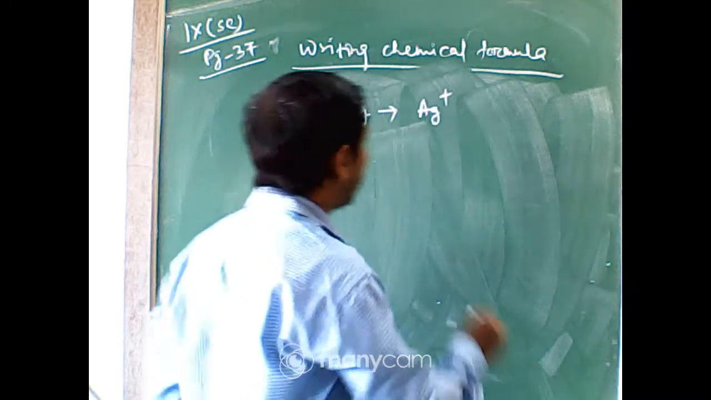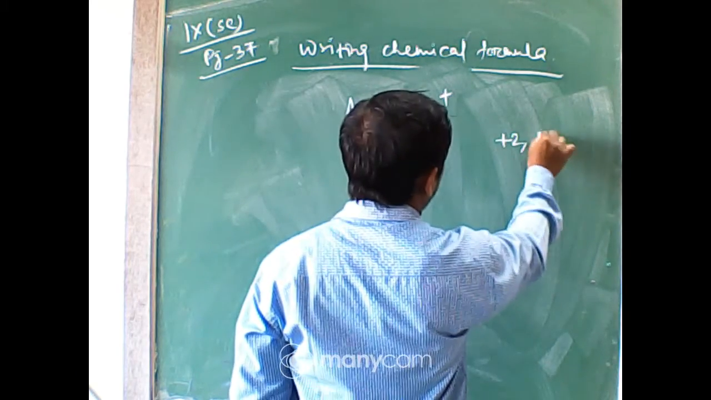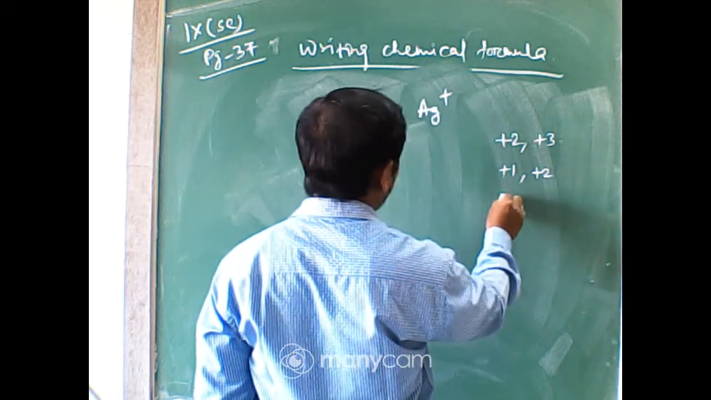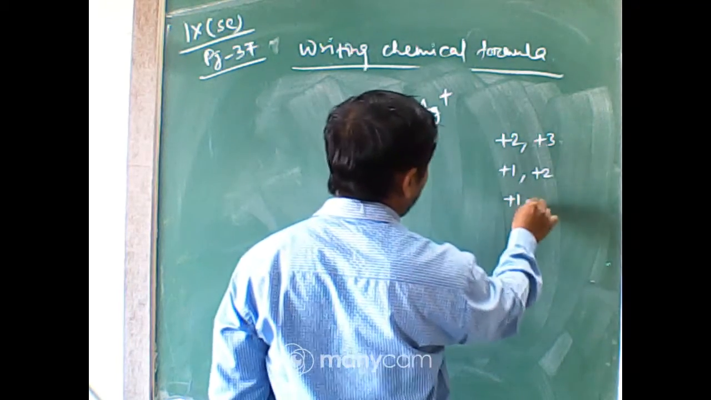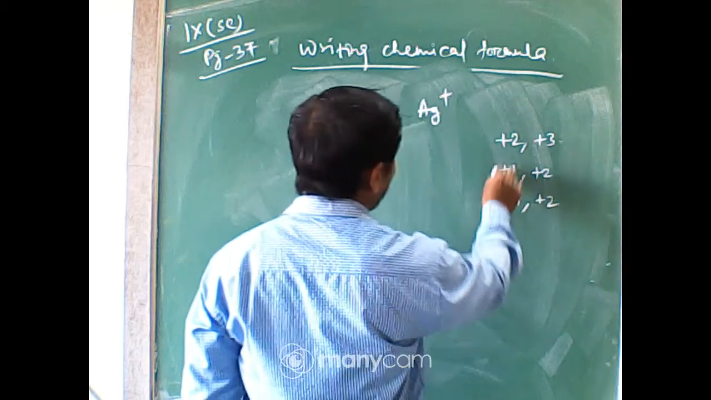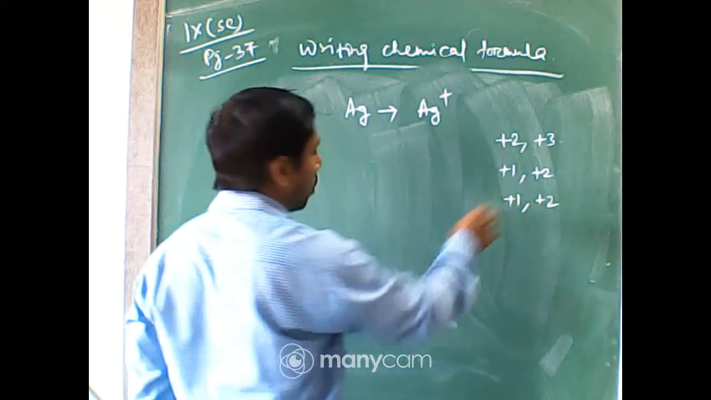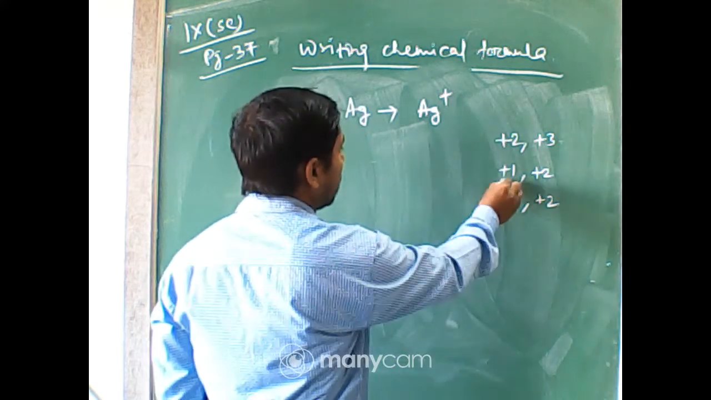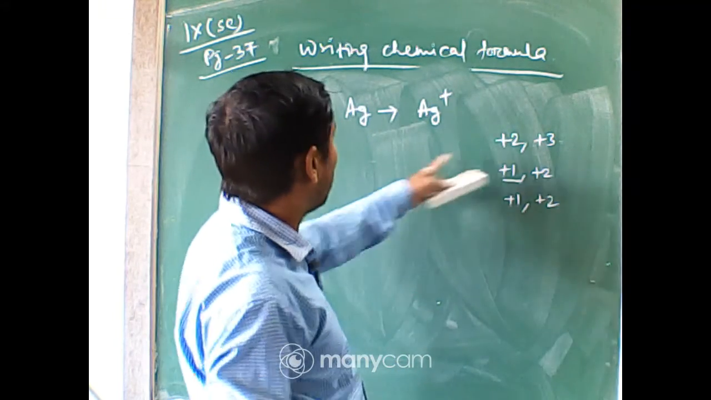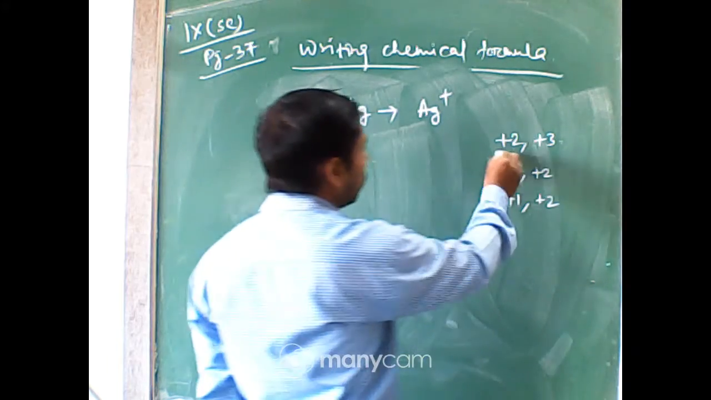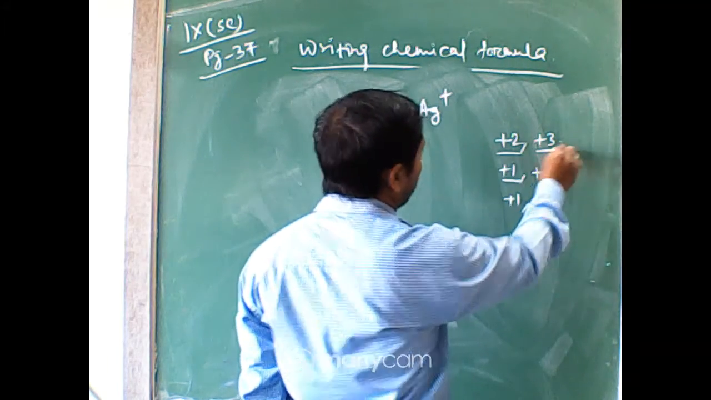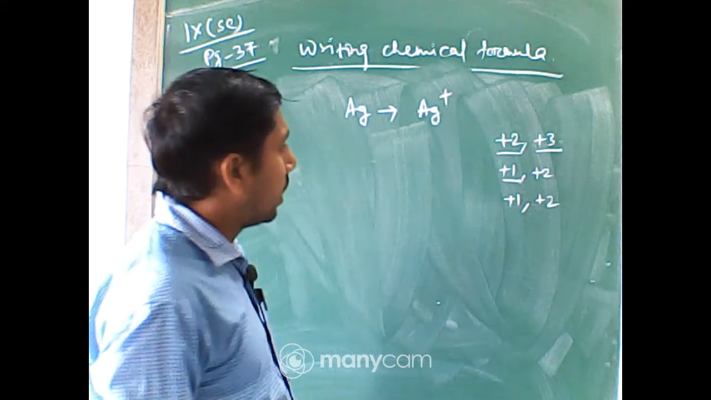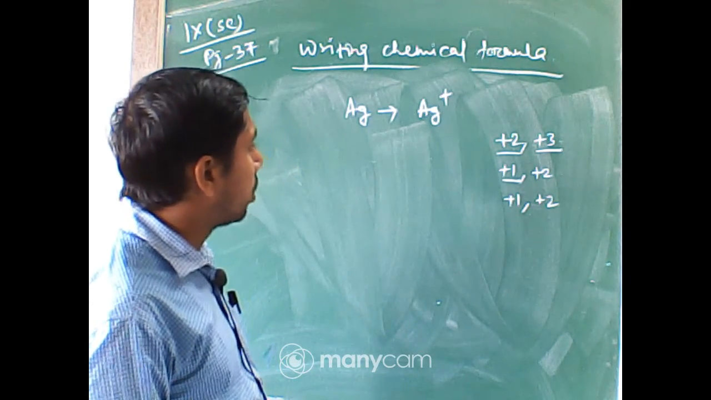Iron forms complexes in the plus 2 and plus 3, copper plus 1 and plus 2, silver plus 1 and plus 2. But in the latter cases, silver and copper, the plus 2 state is stable for copper, but for silver the plus 1 state is stable. But iron here, plus 2, that is iron sulphate, and ferric sulphate, these are also stable in the plus 2 and plus 3 oxidation states.